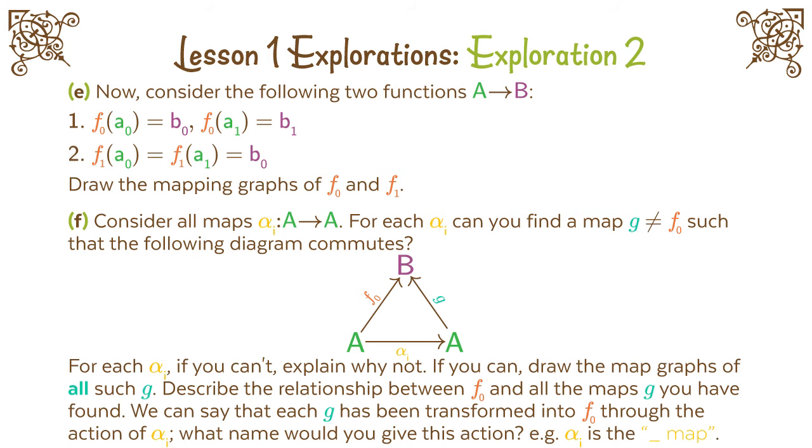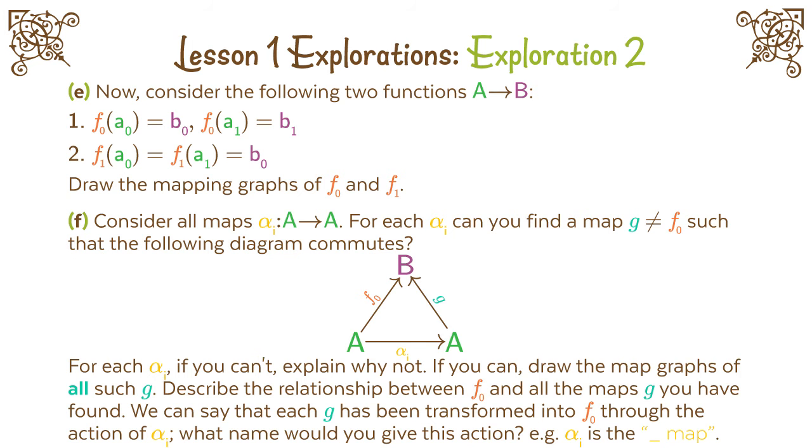We can say that G has been transformed into F0 through the action of alpha I. What name would you give to this action? Example, alpha I is the blank map. These determination problems are the core of science, as we shall see in Lesson 2 when we study real examples.